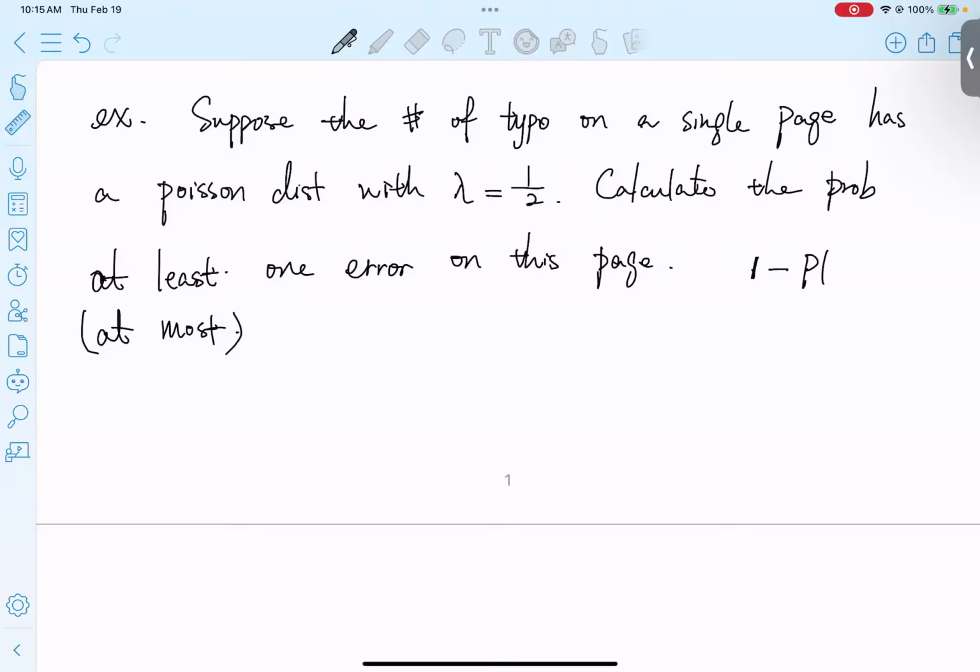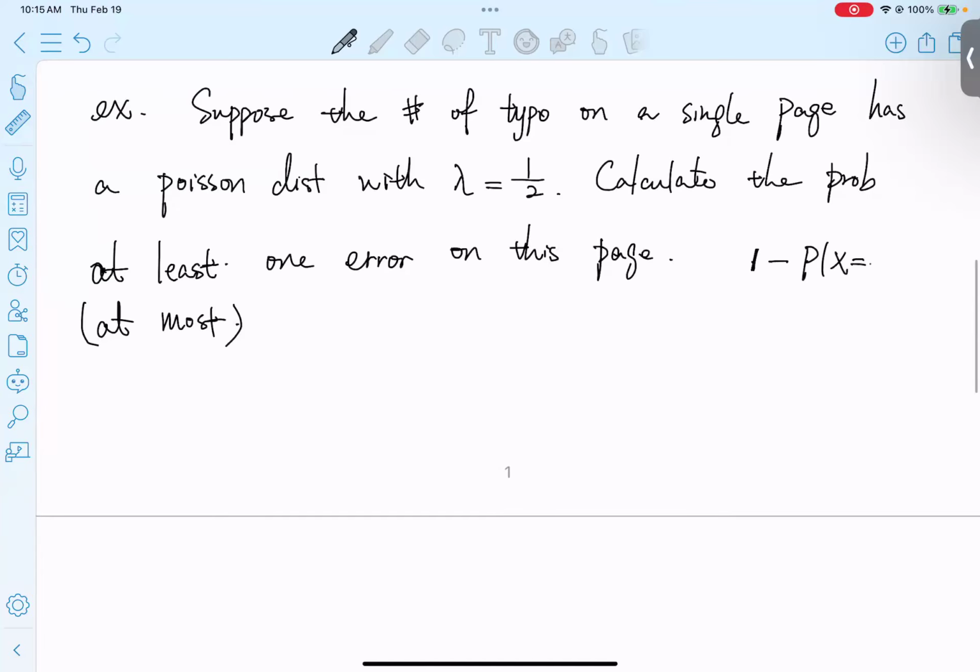So at least 1 error is saying we don't want to include the case when there's no error, because 1 error, 2 errors, or everything are included. The only thing removed from the total probability is the case when there are 0 errors. So if you subtract from the probability of everything, which is 1, the probability that there are 0 errors, then you are essentially answering the at least case.